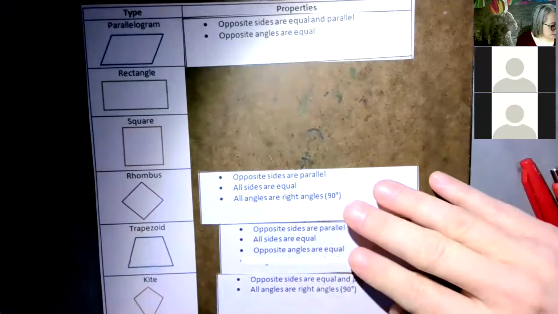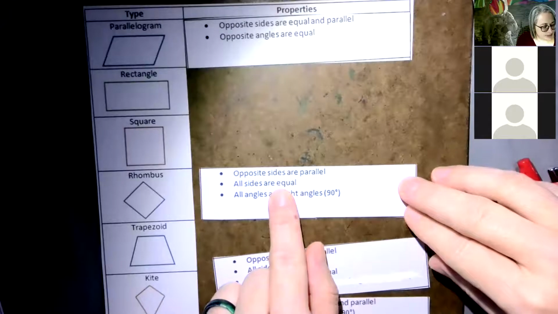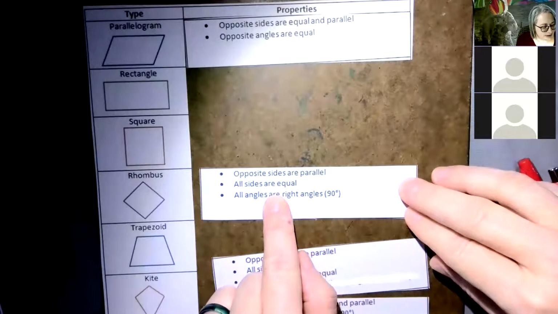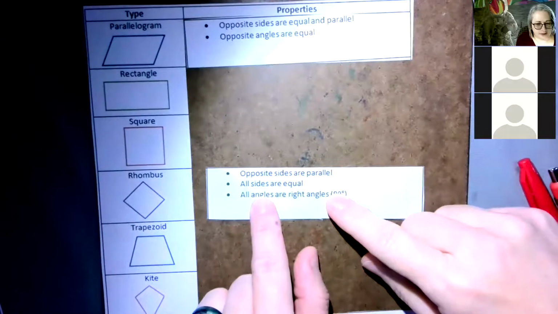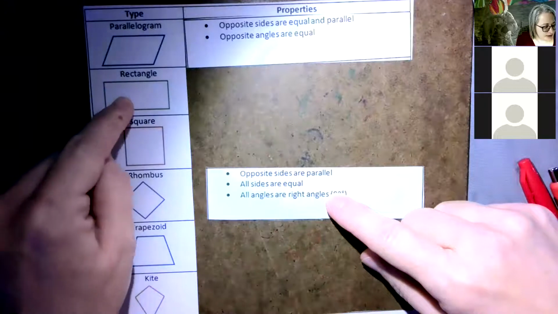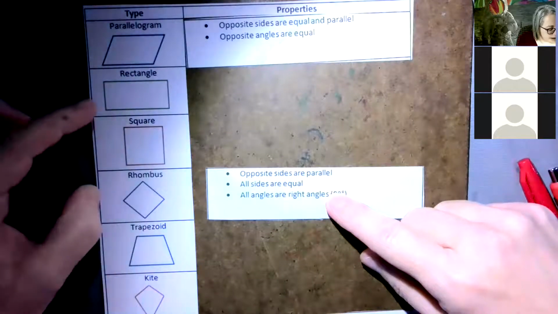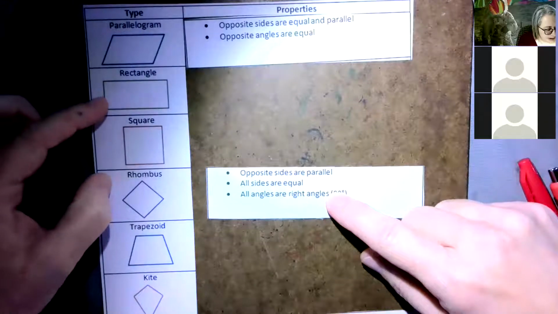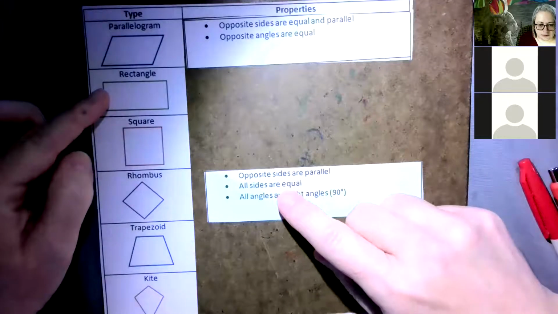Okay. So here on this, opposite sides are parallel, all sides are equal, and all angles are right angles. So let's forget about the last one and say opposite sides are parallel. That matches that one, that one, that one. So we got to think of these three, which one it would be. Now, are all sides equal in a rectangle?